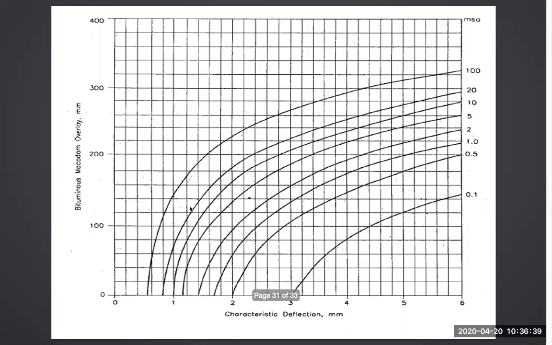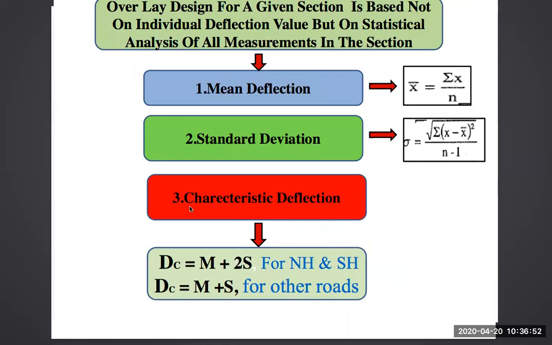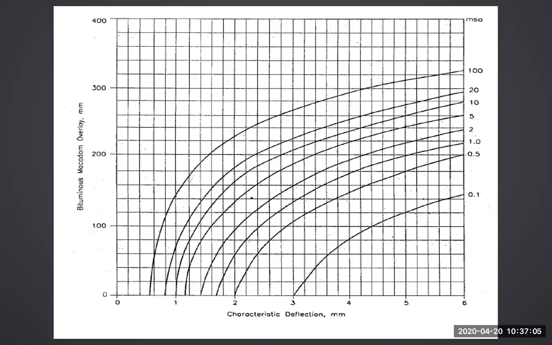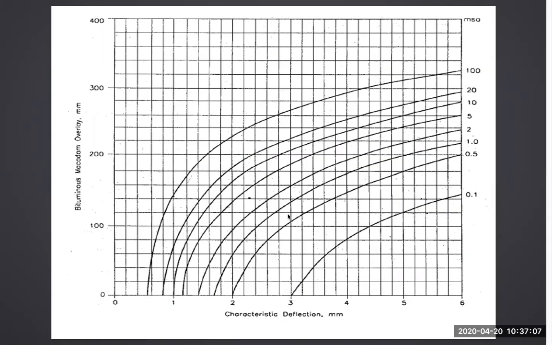This concept will be very clear if you solve a problem on this. They give the number of data. After we conduct the BBD studies, we collect a lot of data. Through that data, we find the mean deflection, then the standard deviation. Then this DC is calculated, and we get some value here. Traffic data will be given. Based on traffic data, we find the thickness of the overlay. This is how the analysis of BBDs is done.